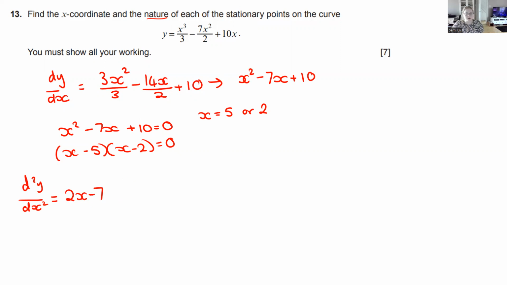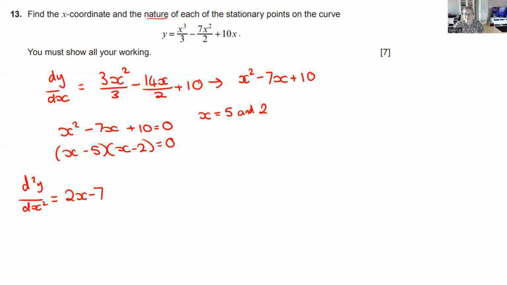To find the nature of the points, we're going to put in now 5 and 2. Should be 5 and 2, really, shouldn't it? There we go. That does not make me feel better. Bear with. It's a Friday. 5 and 2, there we go.